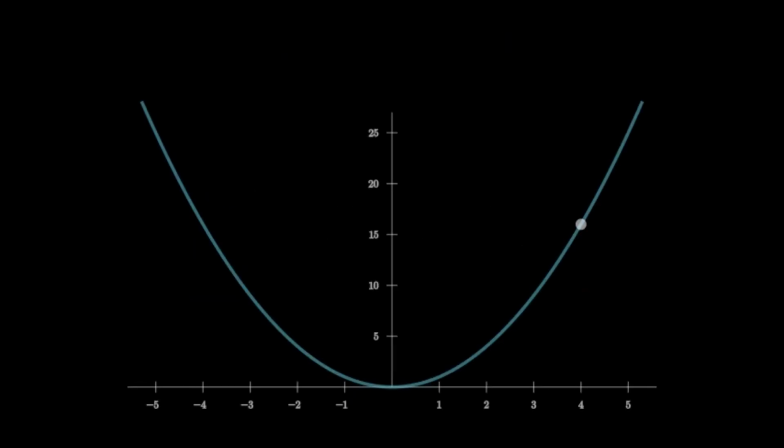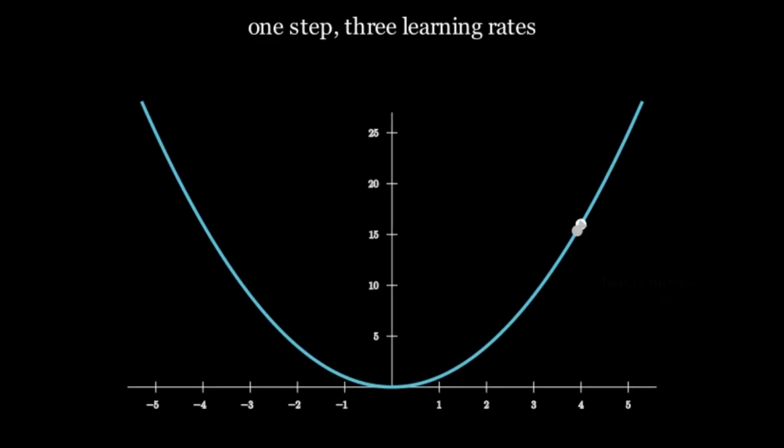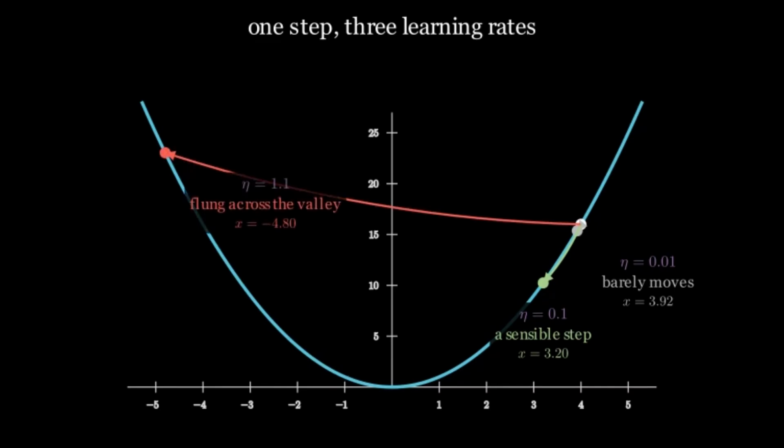Let's put those three on the curve so you can see them. Same starting point, same slope, three different landing spots: one that made real progress and one that flew clean past the target and ended up worse off. But a single step doesn't tell the whole story. What matters is what happens when you keep going.